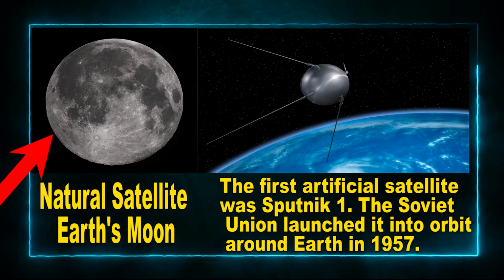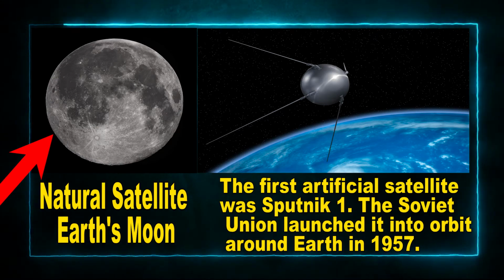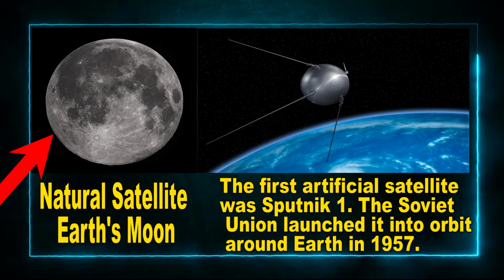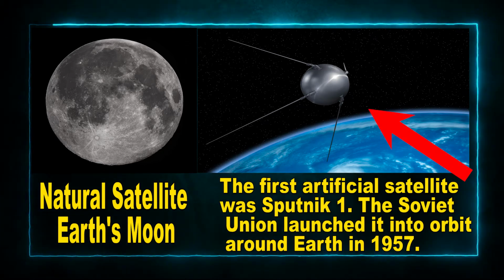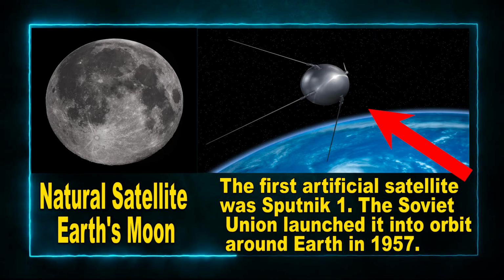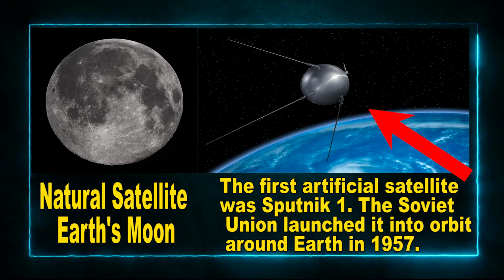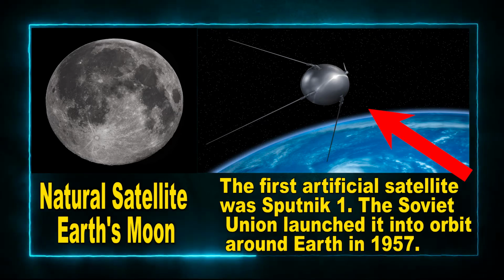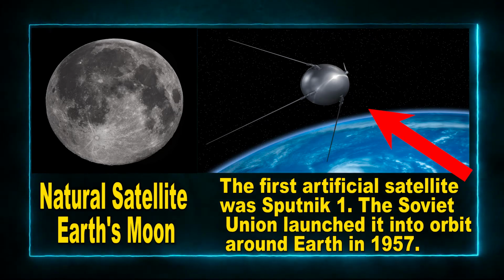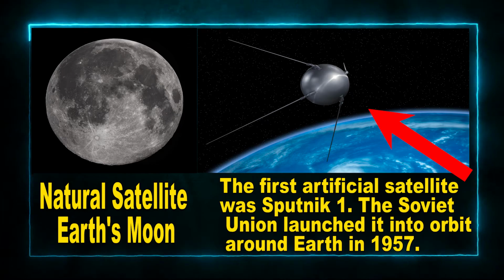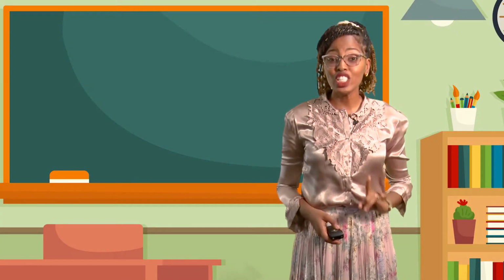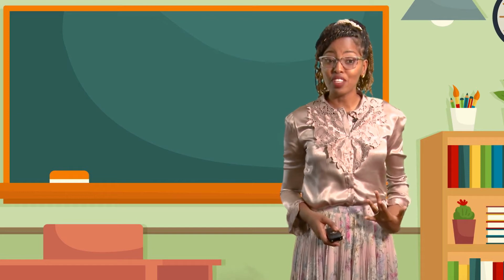Now let's look at two photographs. The first one is an image of the Earth's moon. That is a natural satellite. On the other hand, this image is projecting an artificial satellite. The name of this satellite is Sputnik. This satellite was the first satellite that was launched to orbit around the Earth. Now we're going to discuss each type of satellite individually.